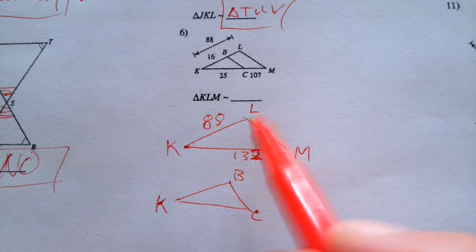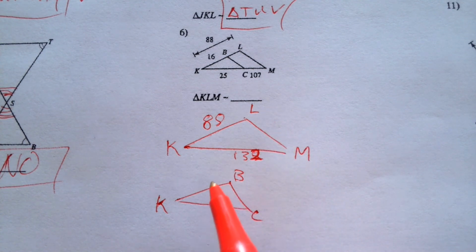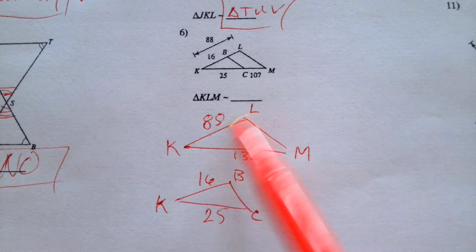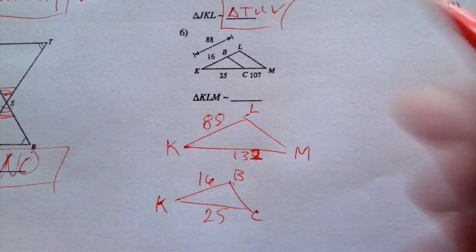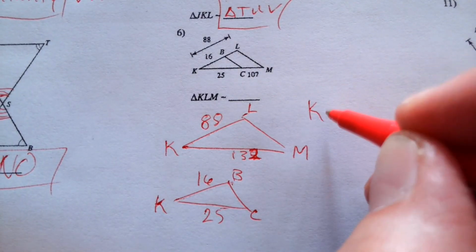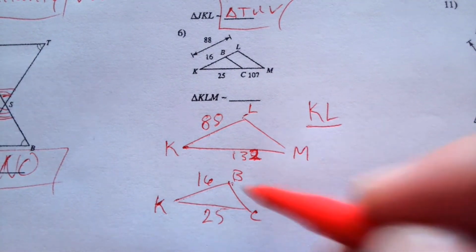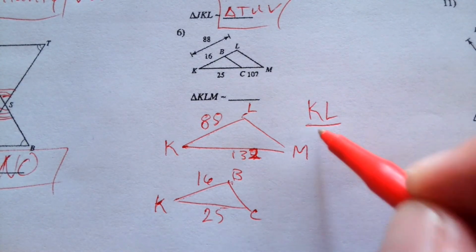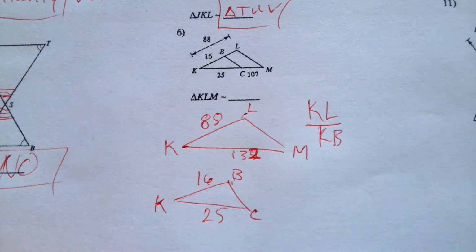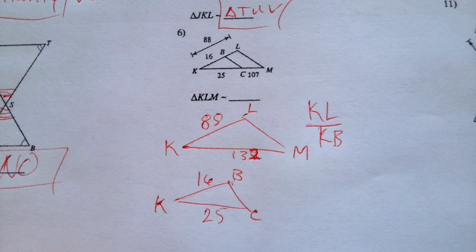And then, do I have this? I do not have this one, but that's fine. 16 and 25. And I can compare. So KL and KB. KL compared to KB. And what is that? 88 divided by 16. And that gives me 5.5.